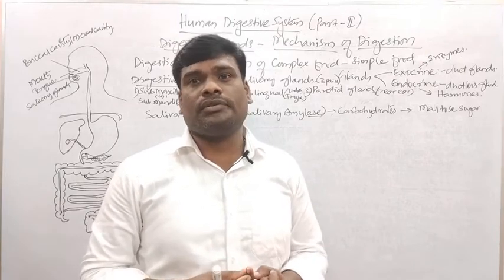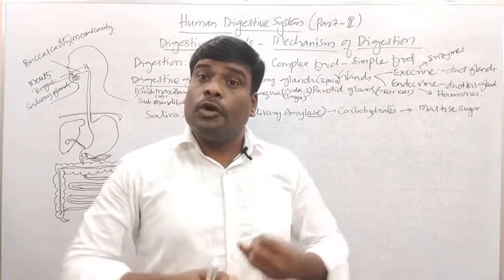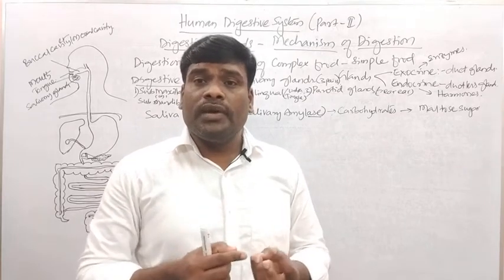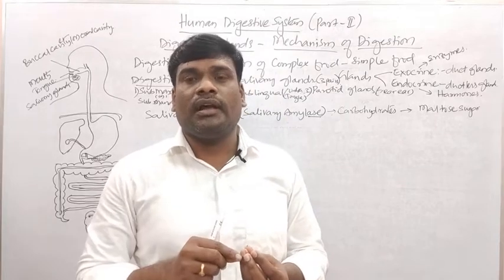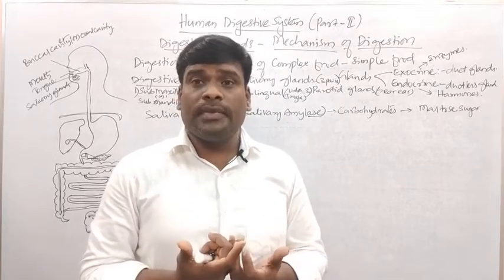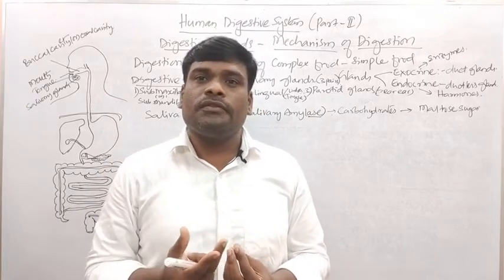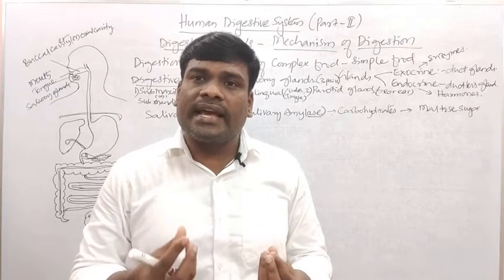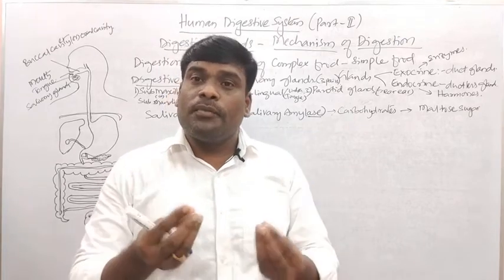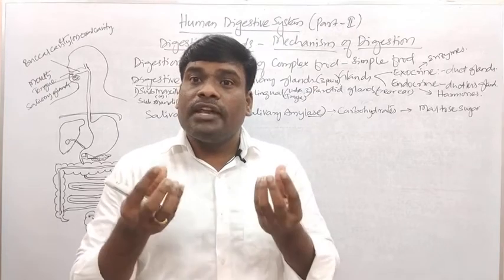Got it? And disaccharides are like maltose, sucrose, fructose, lactose. These are all disaccharides. Oligosaccharides will be there too. Usually it is a combination of 3 to 6 molecules, children. And polysaccharides also will be there. That is thousands of sugar molecules together, which is called polysaccharides. These carbohydrates, these starch particles, are polysaccharides, so they are very complex.